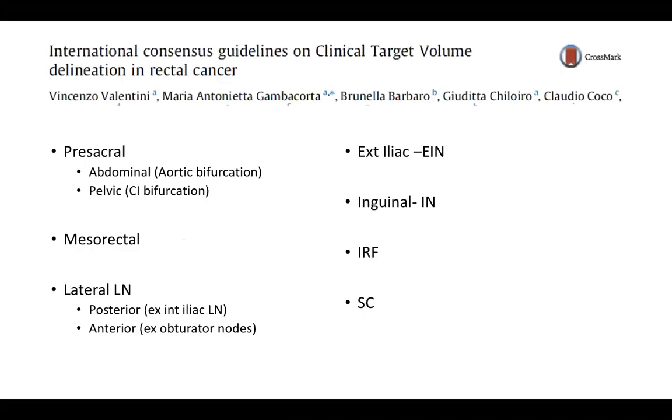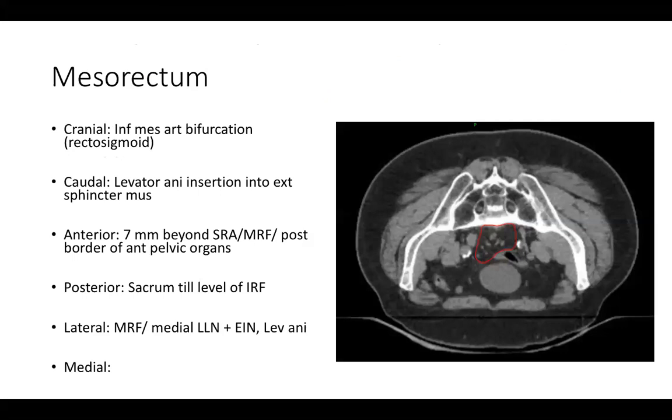So the very same subsites they have also stated, and they have defined the boundaries, taking into account whatever boundaries the previous guidelines have given us: the presacral, mesorectal, lateral, external iliac, inguinal, ischiorectal fossa, and the sphincter complex. So these are the very same guidelines. One by one now we are going to go through how to delineate them.